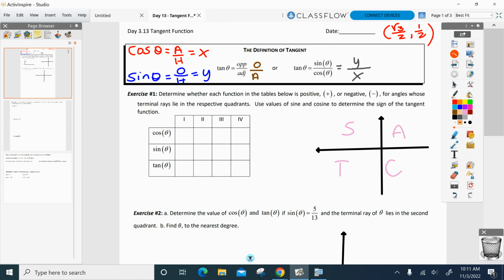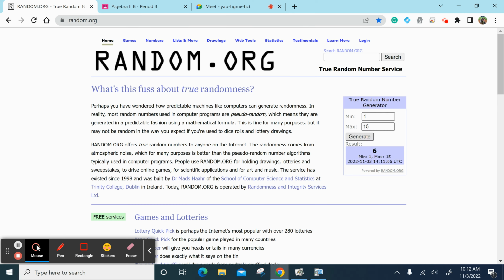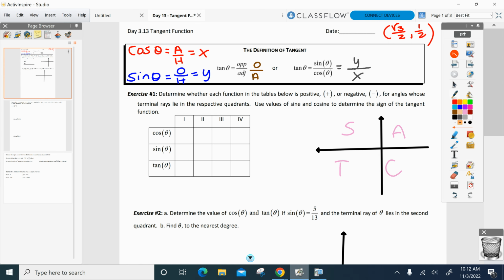In the first quadrant, what's positive? What's positive in the first? Anything else? What's the A mean? Including our new one here today, tangent.